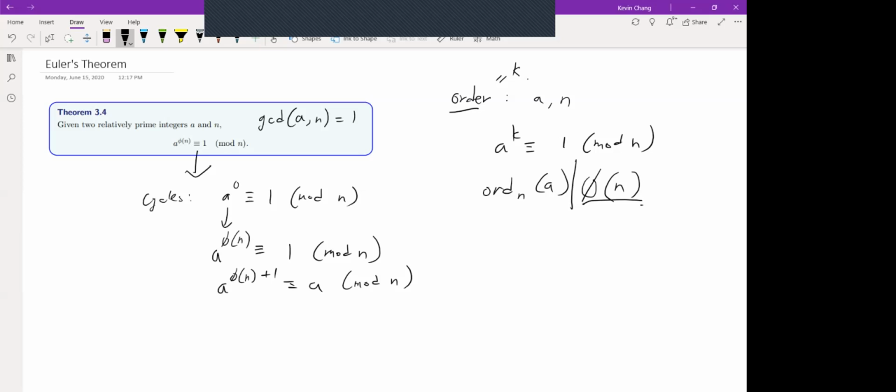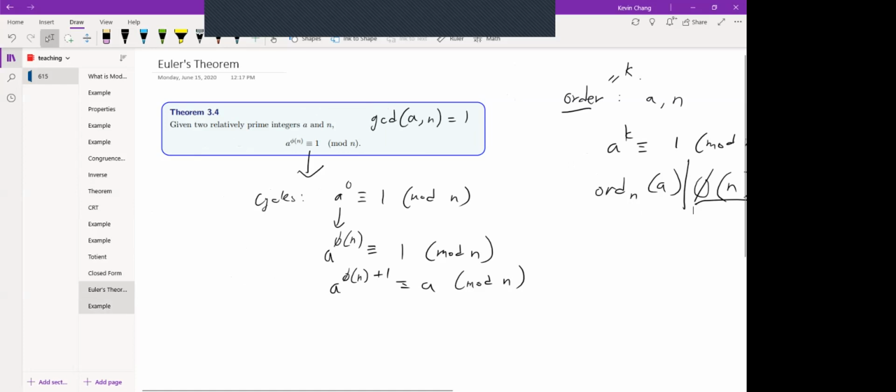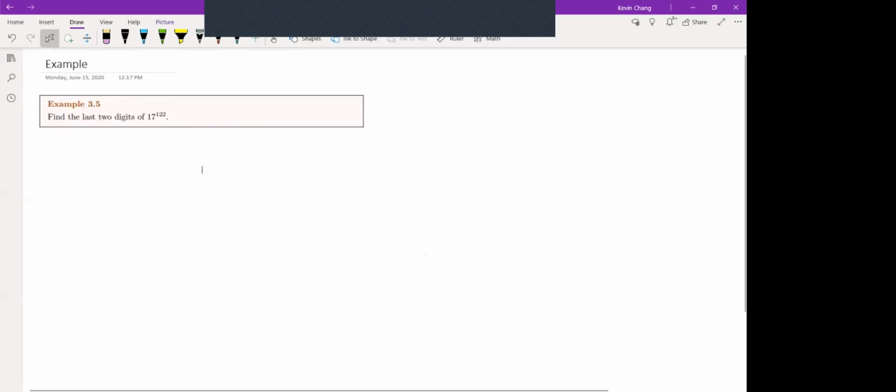So now let's go to an example of how to use phi of n in a problem. When I first looked at these problems and I had learned Euler's theorem, I was pretty excited because it's actually kind of cool how we can do this.